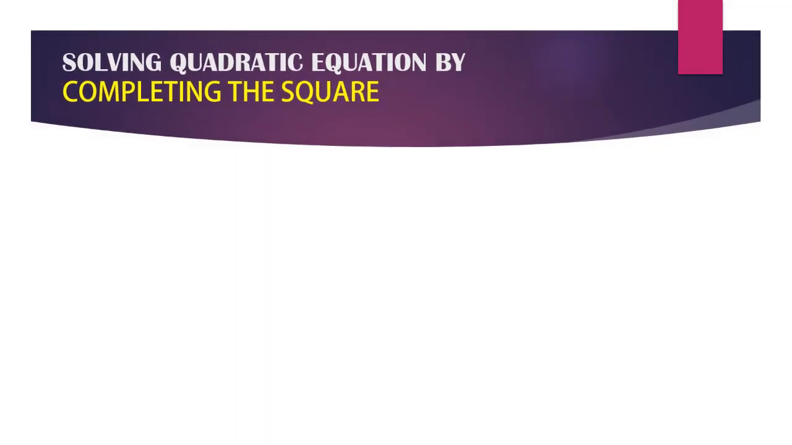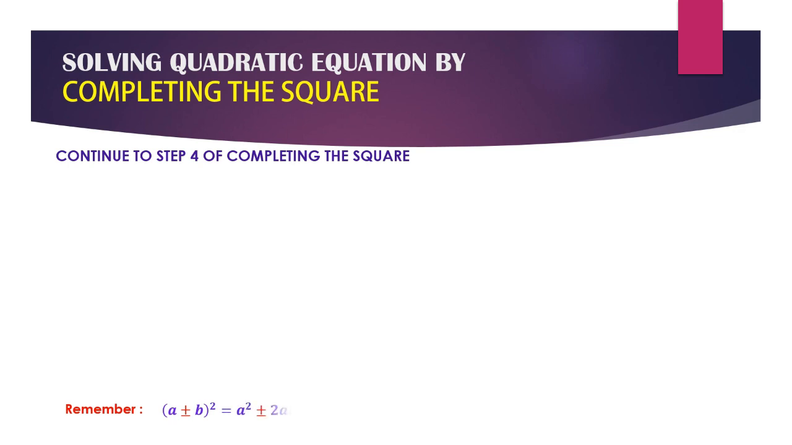Okay students, we continue to solve the question by completing the square. Continue to step 4 of completing the square. Once again, you have to remember (a plus or minus b) squared equals a squared plus or minus 2ab plus b squared. That's the target. Once again, that's the target.